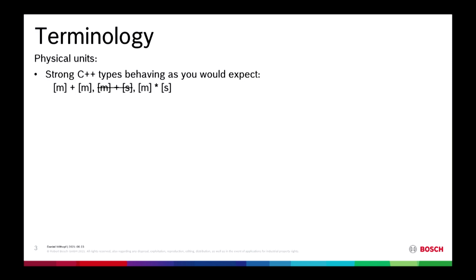So before we start off, a little bit about terminology. In case you don't know much about physical units or physical units in C++, it's fairly easy. You can simply think of them as strong C++ types that behave exactly as you would expect from physical units. So for example, you can add two physical quantities with a unit of meters. You cannot add meters to seconds. And you can also multiply any two physical units together. So for example, multiplying meters with seconds gives the valid result, meters per second.